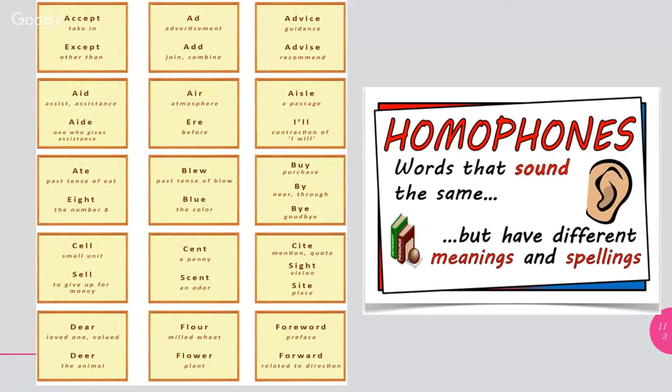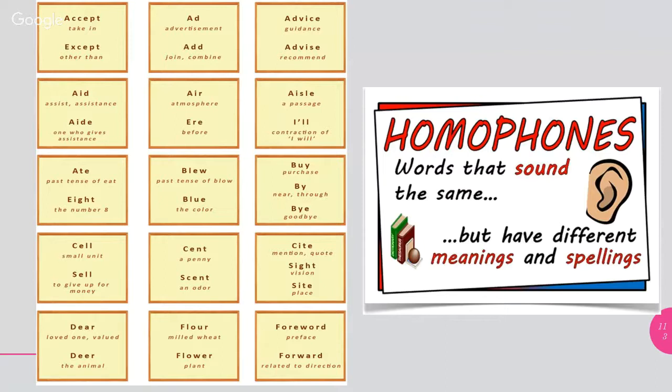Cite, C-I-T-E, is to mention or to quote. Sight is vision. Site is a place. Forward means a preface. Forward, related to direction, going forward.